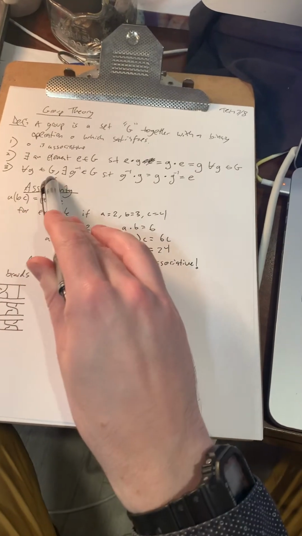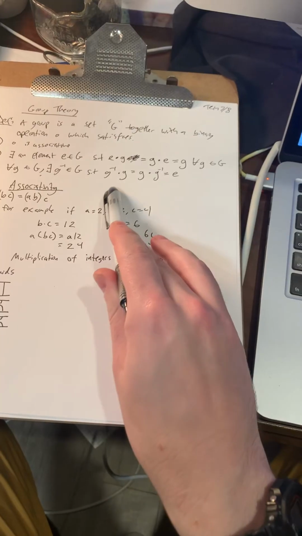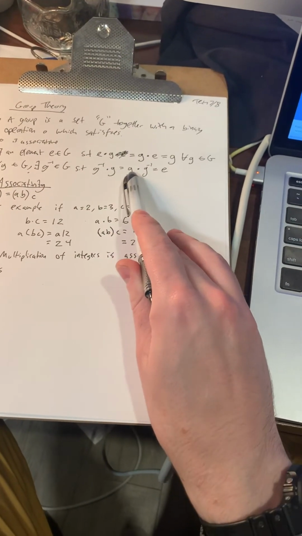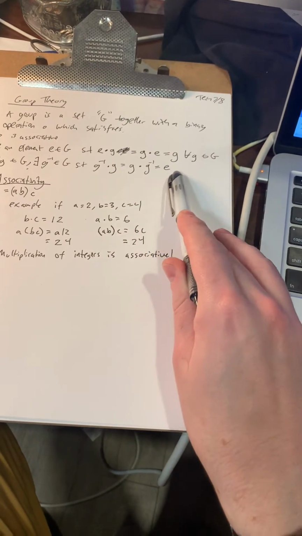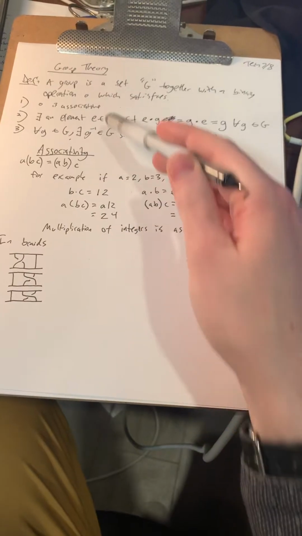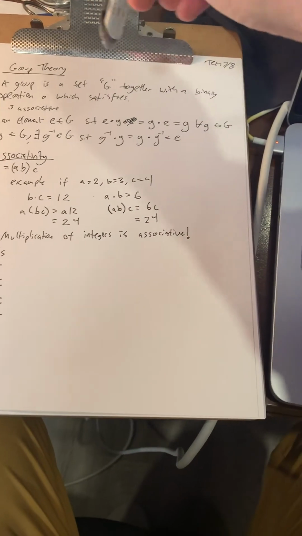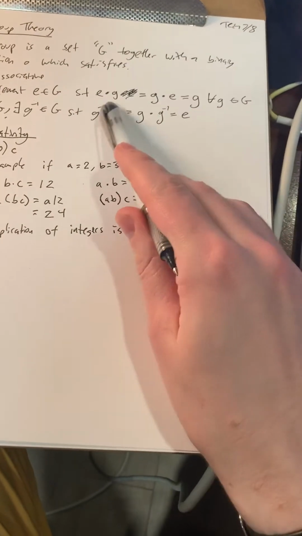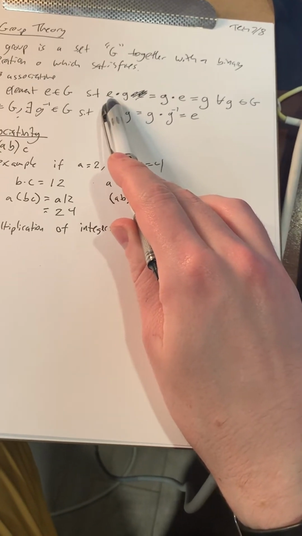That for all G in G, there exists G inverse in G such that G inverse binary operator G equals G binary operator G inverse equals E. So this is associativity, which is covered right here. This is the definition of an identity element, E in this case being the identity.